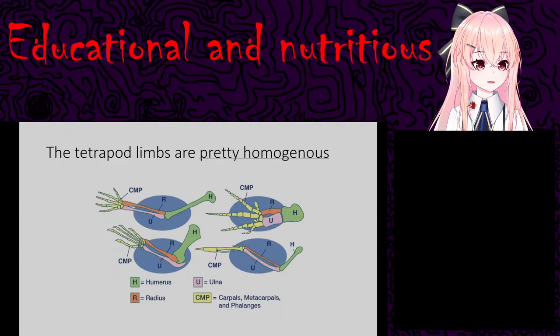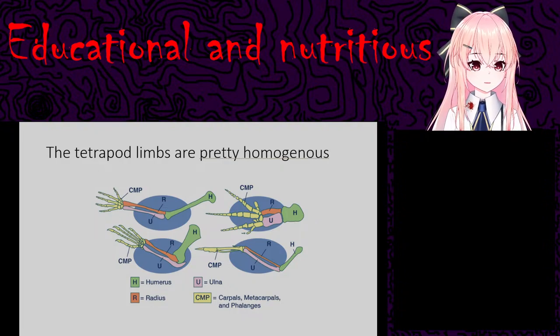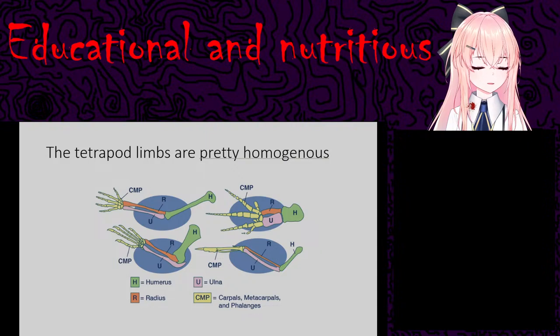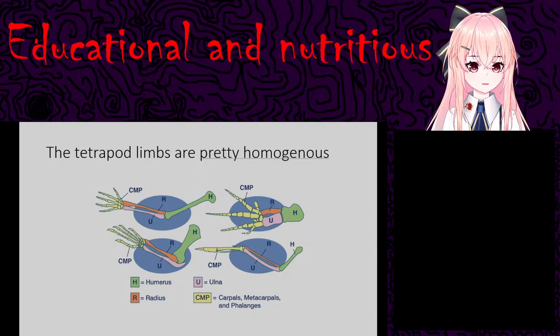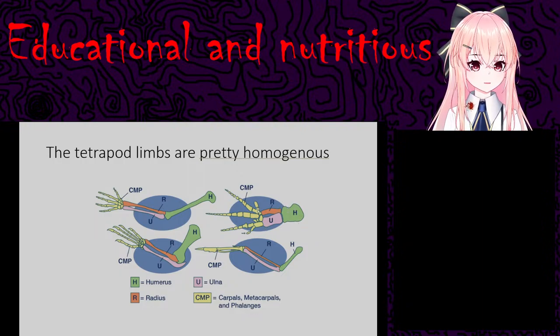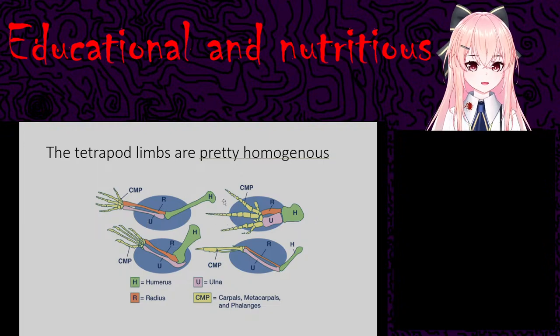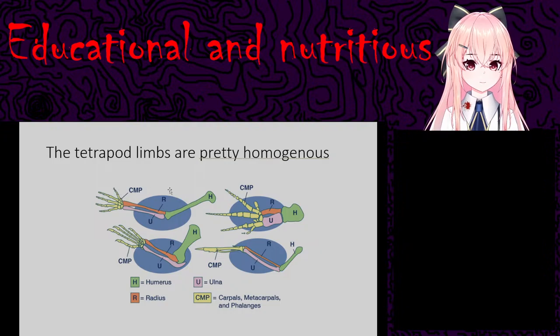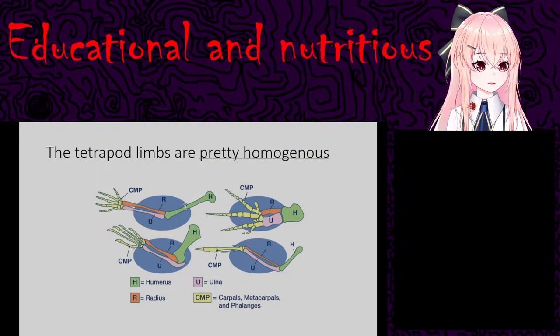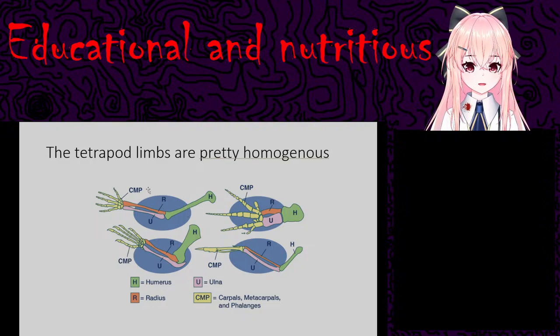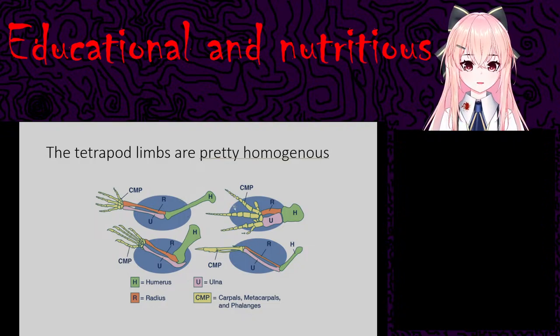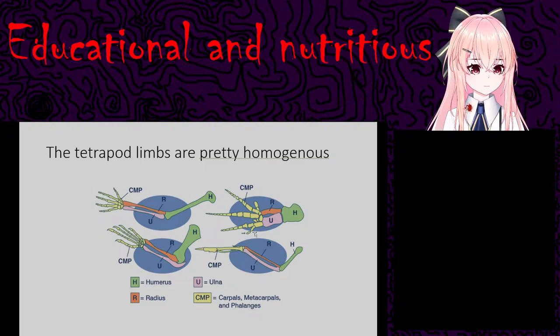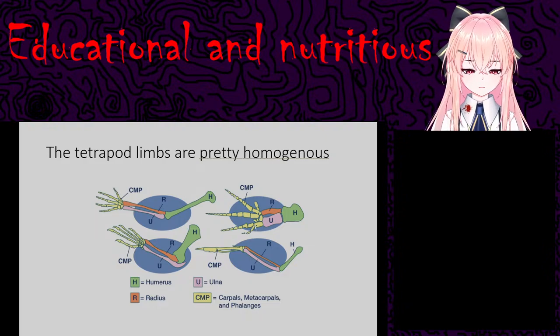Tetrapod limbs are pretty homogeneous, and they go really well with the architecture that I've shown with coelacanths and the lungfish. You have a recognizable humerus, radius, ulna, and then you have the carpals, the metacarpals, and the phalanges. Same here, you have the humerus, the radius, the ulna, the carpals, the metacarpals, and the phalanges, right there. And that's a tetrapod's limb. This is dinosaurs, this is human, this is fossils for Acanthostega. I think this is Acanthostega.